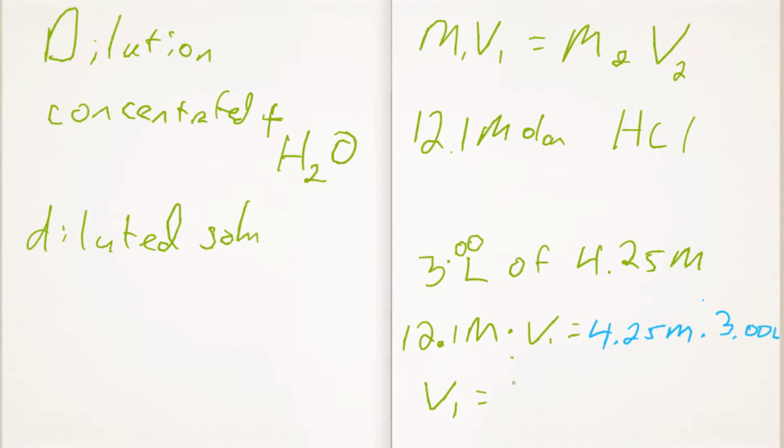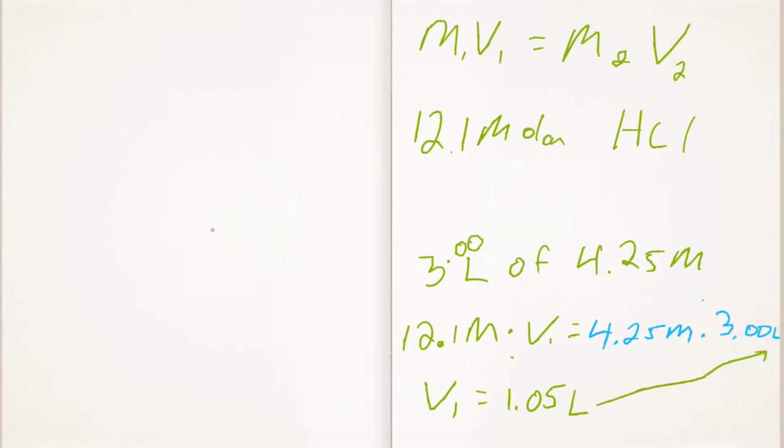So let's see what that ends up being. Assuming that you can push buttons on a calculator, you're going to end up with the volume is 1.05 somethings. 1.05 what? That is 1.05 liters. The reason why it's liters is it says liters over there. Now, here's the tricky part. What does the 1.05 liters mean?